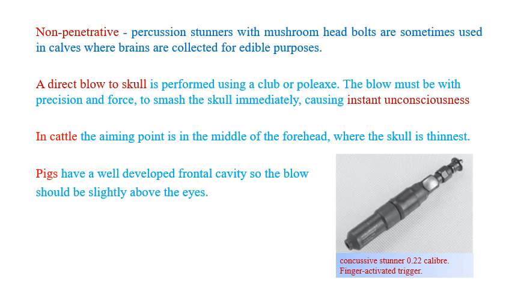Here a direct blow to the skull is performed using a club or poleaxe. The blow must be with precision and force to smash the skull immediately, causing instant unconsciousness. In case of cattle, the aiming point is in the middle of the forehead where the skull is thinnest. In case of pigs, it has a well-developed frontal cavity, so the blow should be slightly above the eyes.